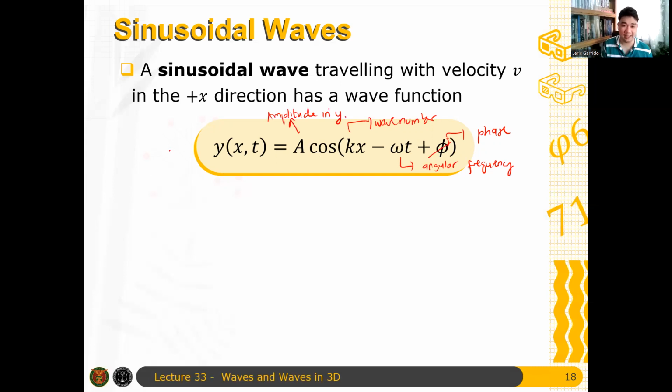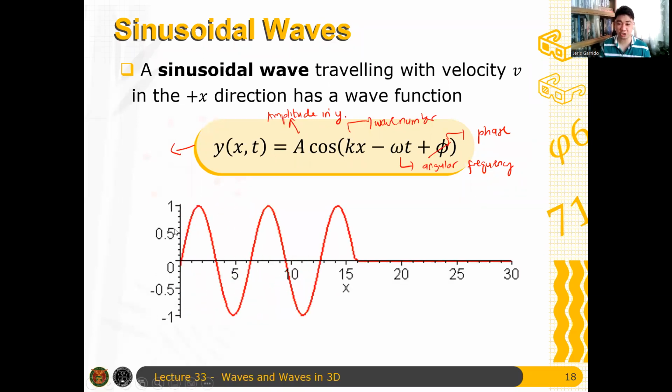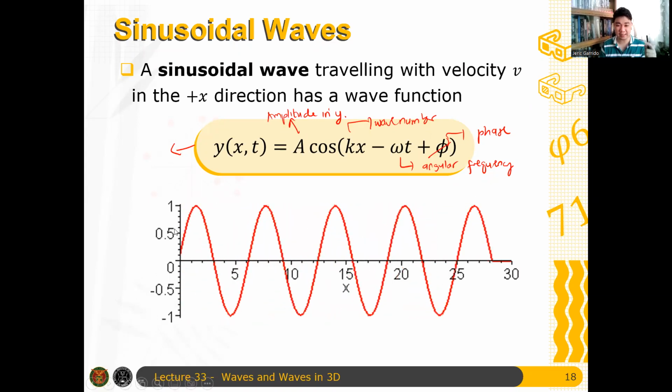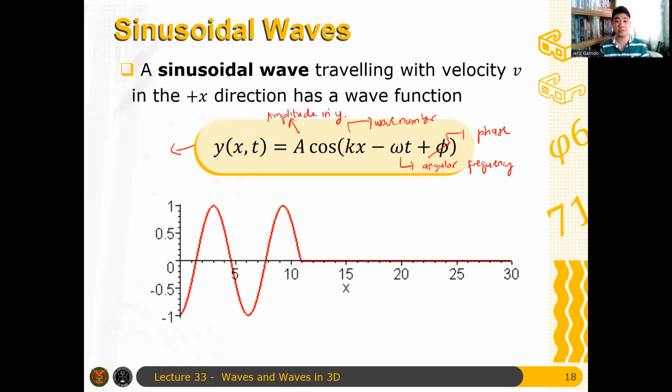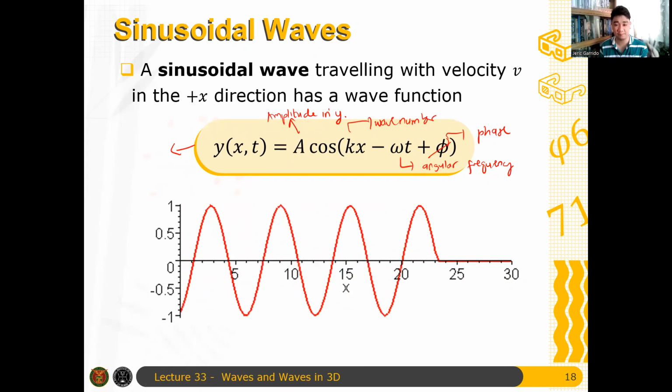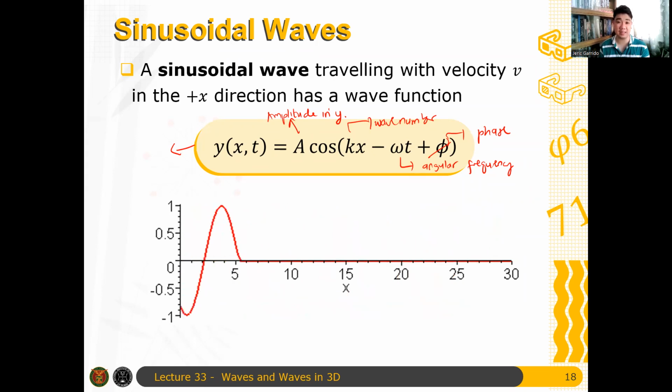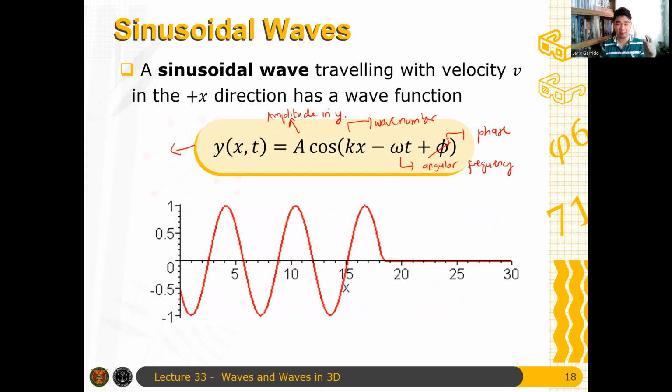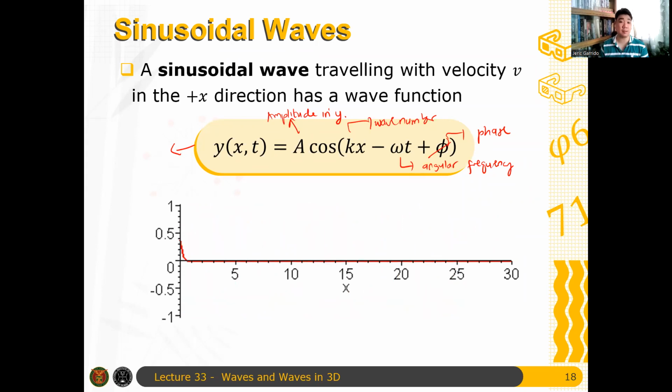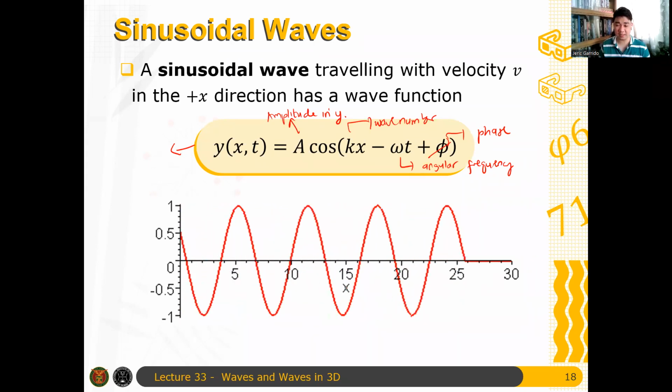Ito yung kailangan nyo maalala. Kailangan nyo maalala tong form ng y of x and t na yan. Okay, so you have a sinusoidal wave and ito yung itsura niya. Again, it is a traveling wave, both with respect to distance or the x position and also in time. Okay, so we have a sinusoidal wave, a cosine of kx minus omega t plus phi. Okay, so ano ibig sabihin nito?